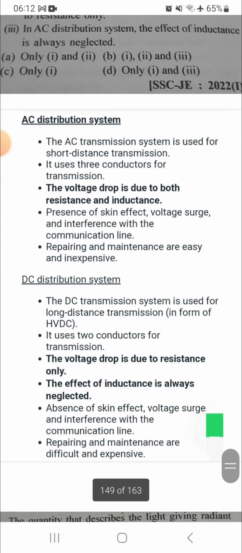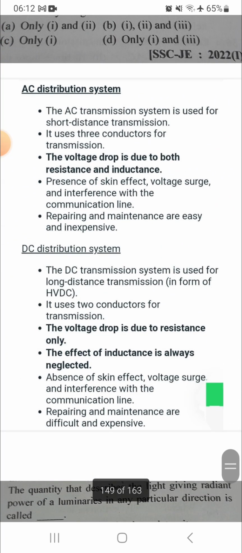AC distribution system, the AC transmission system, is used for short distance transmission. It uses three conductor transmission. The voltage drop is due to both resistance and inductance, okay, and there is the presence of the skin effect, voltage surge and interference with the communication lines. Repair and maintenance are easy and inexpensive.